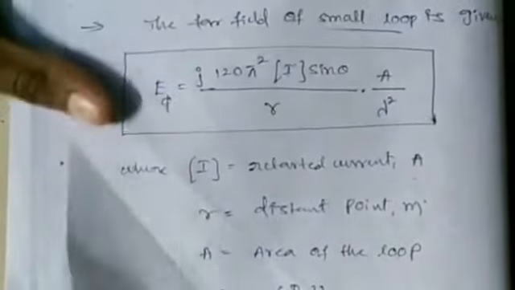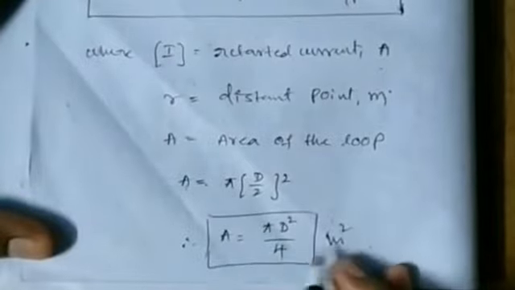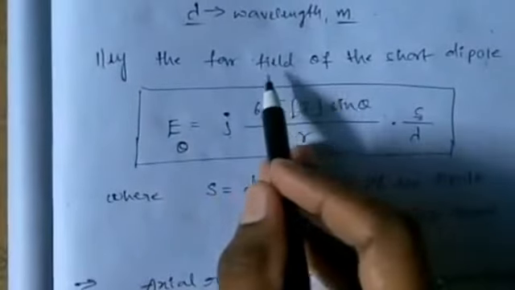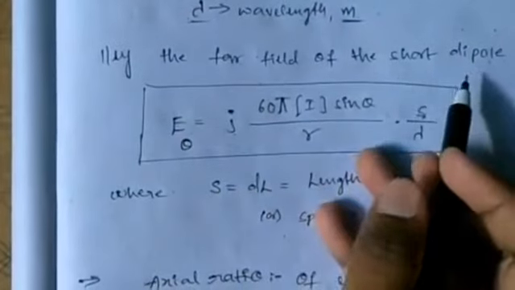A is nothing but the area of the loop, that is A equal to pi into d by 2 whole square. So A is nothing but pi d square by 4 meter square. And here lambda is the wavelength, the units for the wavelength are meters. Similarly, here we are seeing the far field of the short dipole also.